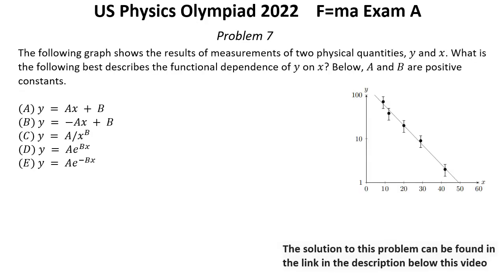Problem number 7. The following graph shows the results of measurements of two physical quantities, y and x. Which of the following best describes the functional dependence of y on x? Below, a and b are positive constants.